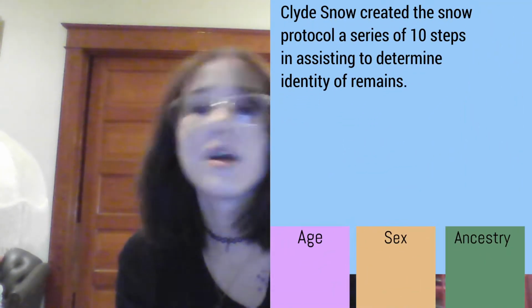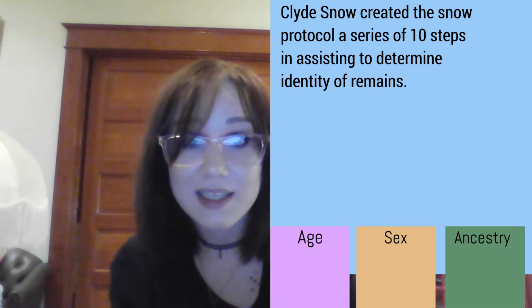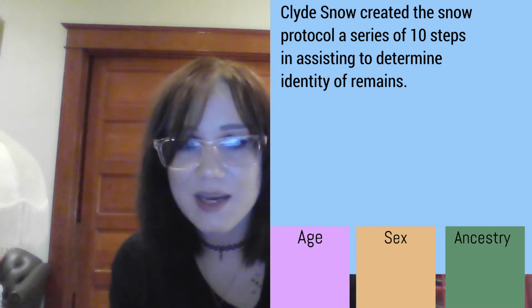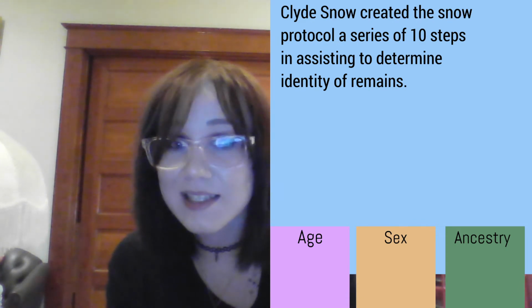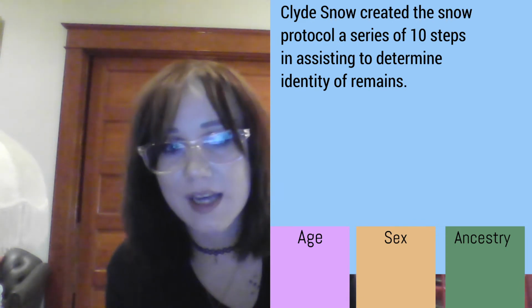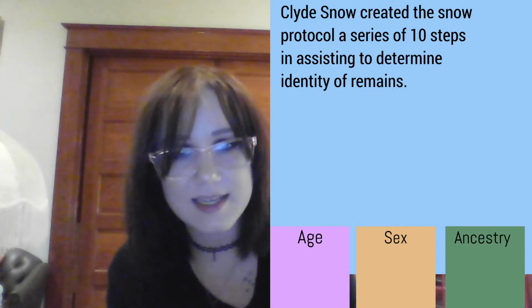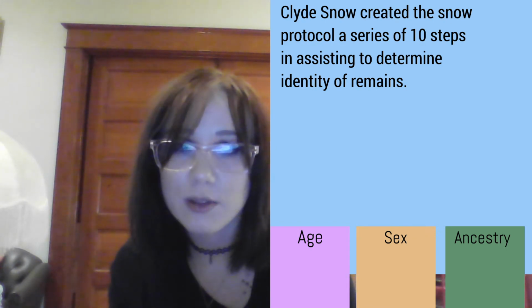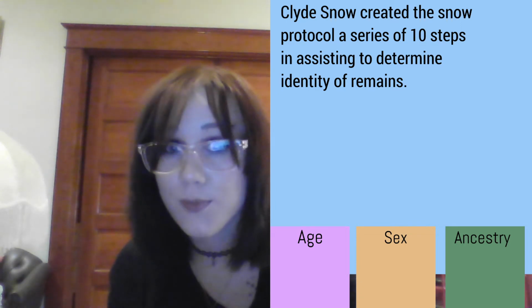What is the Snow Protocol? Well, I'm glad you asked. The Snow Protocol is a series of 10 steps created by Clyde Snow, who was a forensic anthropologist. He created these 10 steps in assisting to determine the identity of remains. Now, since there are 10 steps and we don't have a whole lot of time, we're going to talk about 3 of them: age, sex, and ancestry, because these are 3 of the most crucial steps and because they closely pertain to our case, which is the case of the Jamestown Jane Doe.